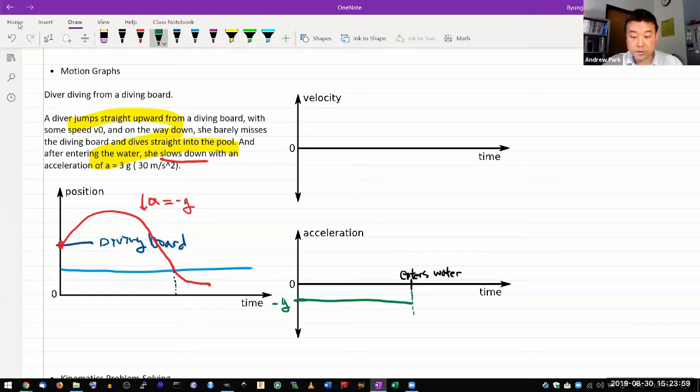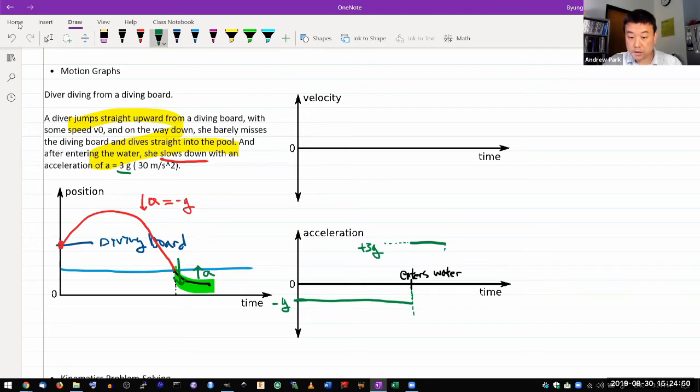And when the diver enters water, then the acceleration changes. This is where you have to think through carefully whether it should be minus 3g or plus 3g. This is where you want to think in terms of relative directions. At the moment when she enters water, she's moving downward. So in order for her to slow down, the acceleration must be upward. And you can see that represented here in the upward curving position curve. And it's in this acceleration graph that you would make that clear: after the diver enters water, she undergoes an upward acceleration of plus 3g.